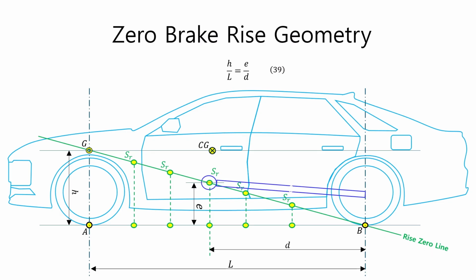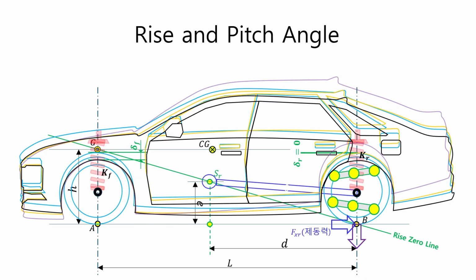The absence of rise does not mean that the pitch angle is 0. Let us examine the relationship between rise and pitch angle. Let's examine the relationship between rise and pitch angles and suspension geometry using this figure. First, let's look at the relationship between rise and pitch angles when braking force is applied and the rise becomes 0. A rise of 0 means that the vertical spring displacement relative to the rear wheel center is 0, implying that the rear ride height has not changed.